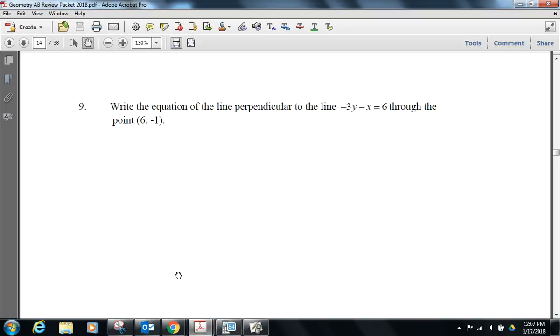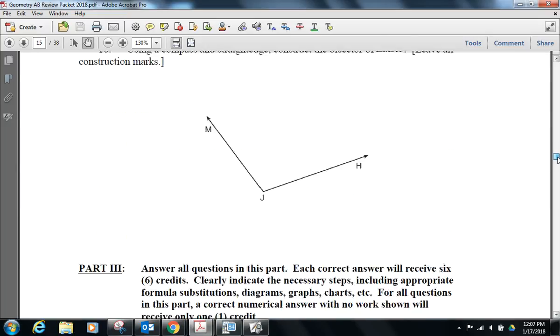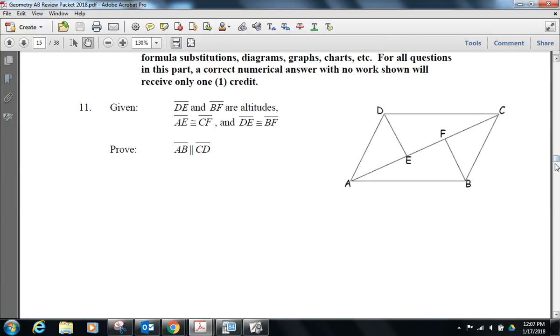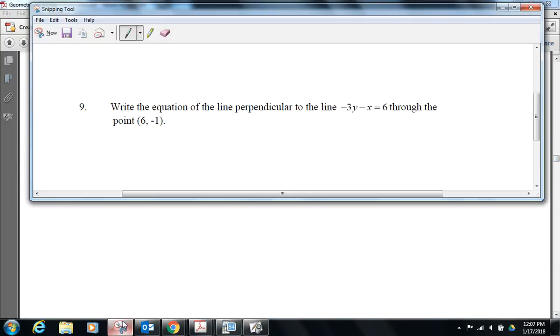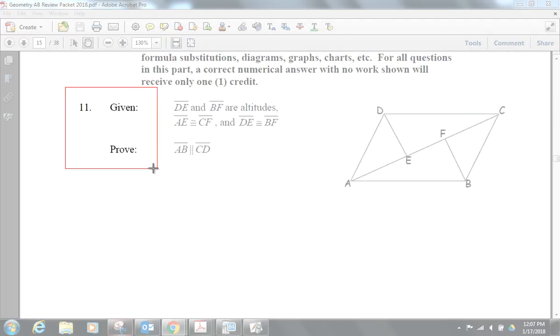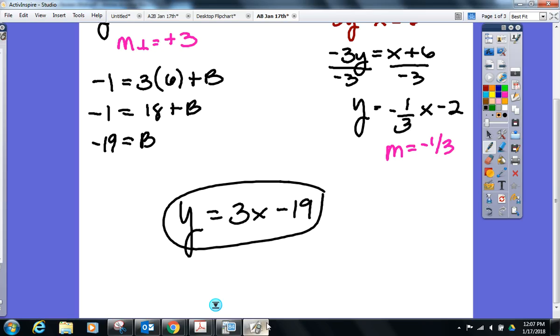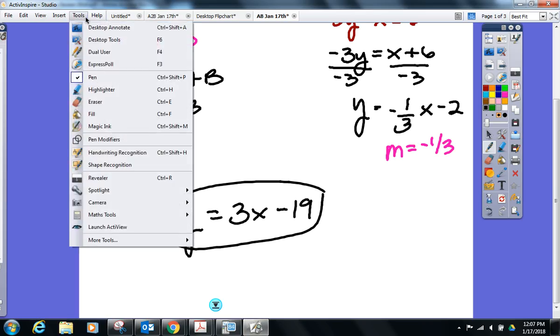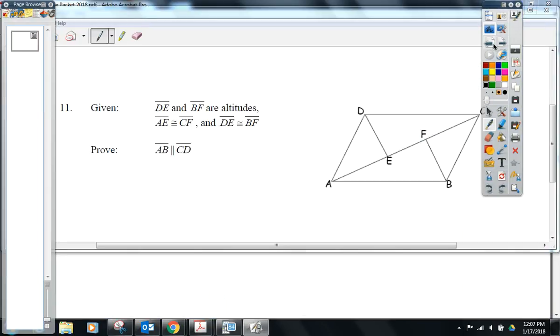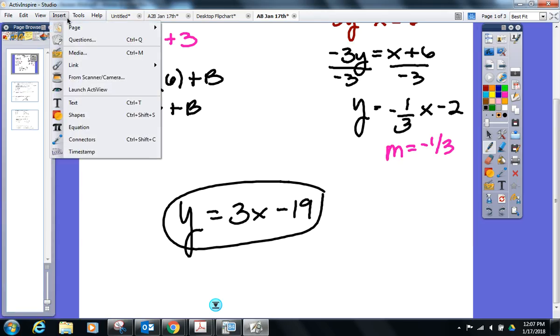Yep, Cam? Number 11. Okay, let's get right to the proof, everybody. I'm not going to write too much down just because you do have the answer key available, so I'm not going to do a full-out proof and just recopy what I have already for you guys on Aspen. Oh, no, I did not. There we go.